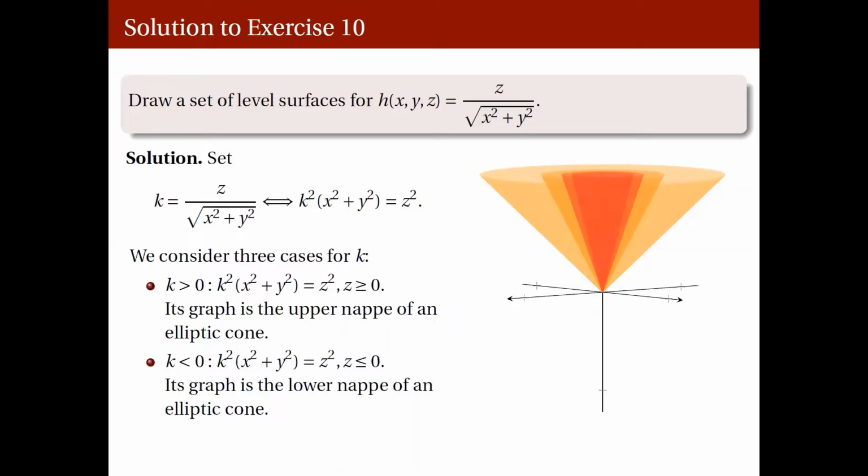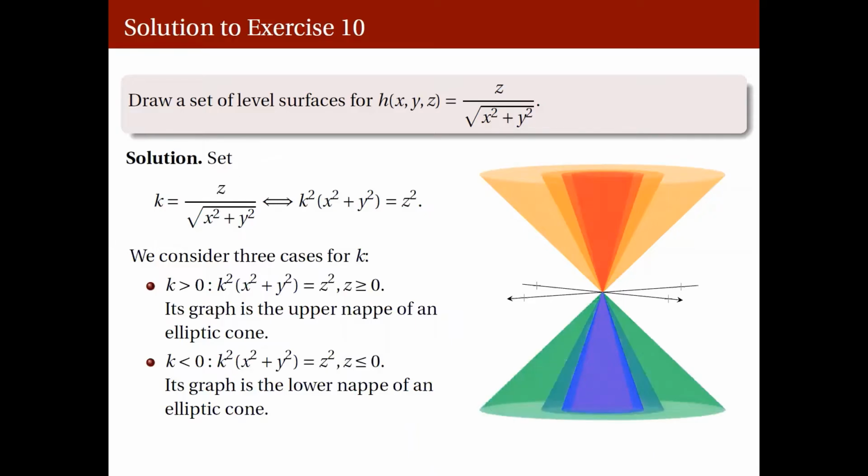So let's consider some values for k. Here is for k equals negative 4. So parang binaliktad nung k equals 4, no? Here is for k equals 3. This is for k equals 2. Equation, ano yan, negative 2 equals z over square root of x squared plus y squared, or 4 times x squared plus y squared equals z squared. And finally, for k equals negative 1, it will be the lower nap of x squared plus y squared equals z squared. Okay?